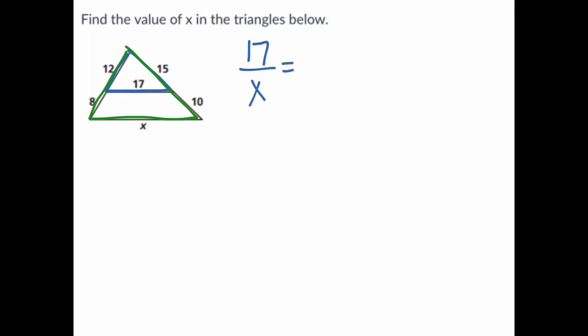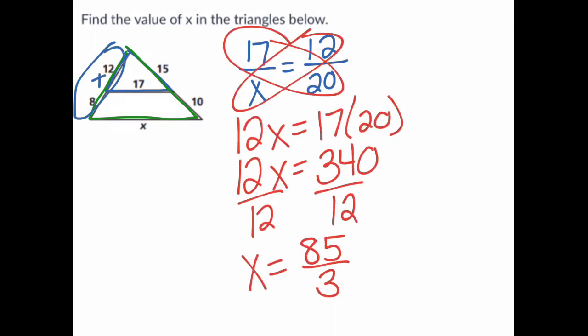So here's 17 over x, and then you can choose the left side or the right side. It doesn't matter. So 17 is the bottom of the blue triangle. I'll use 12, the left-hand side of the blue triangle, and x was the bottom of the green triangle. I'll use 20, the left-hand side of the green triangle, because 8 plus 12 is 20. And when I use my cross product property to solve, I get that x equals 85 over 3. So when you go to write that in your answer, it's 85/3.